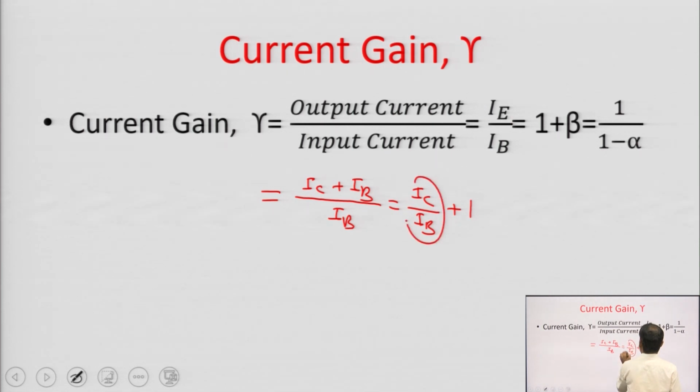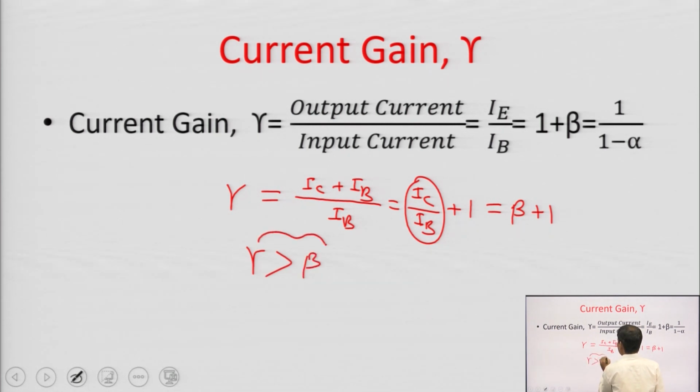Now, IC upon IB is taken as beta, plus 1. This means gamma is equal to 1 plus beta. All of us know that the value of beta is in between 50 to 350. This means the value of gamma is greater than that of beta.